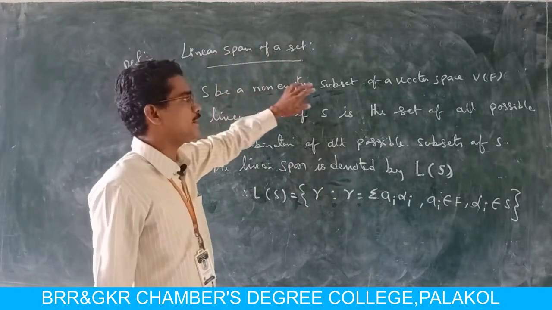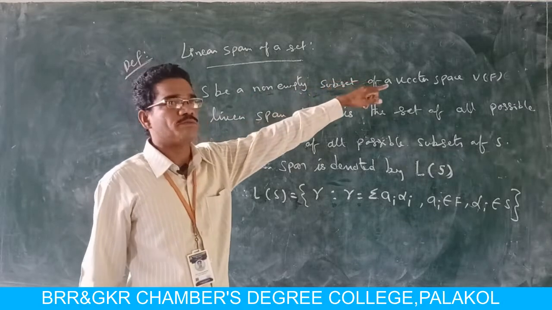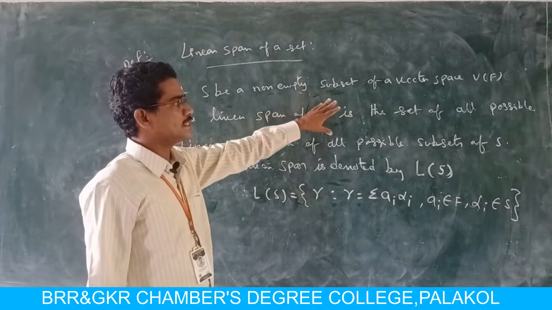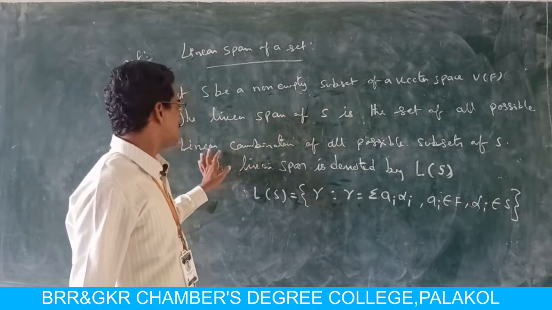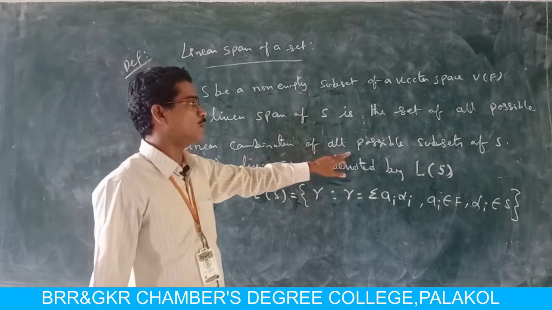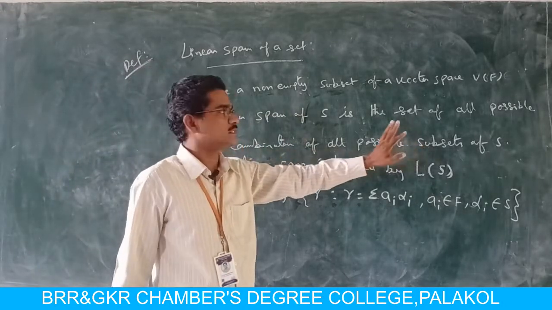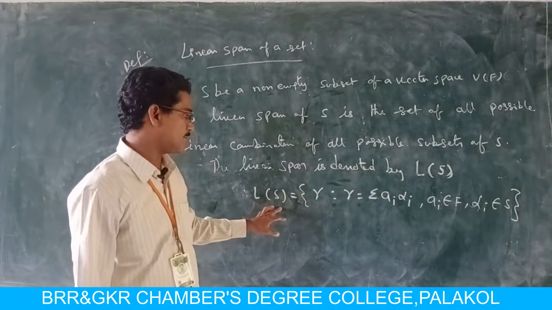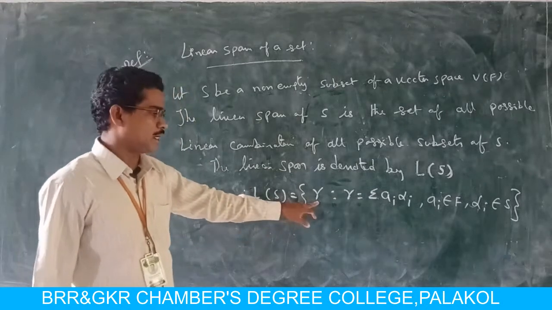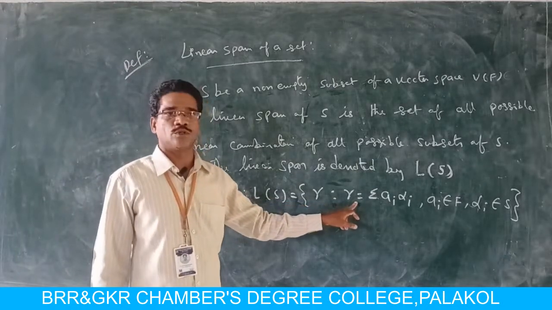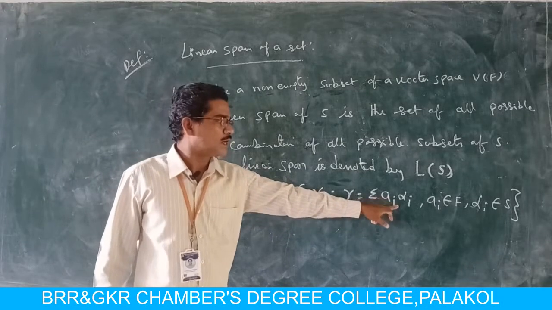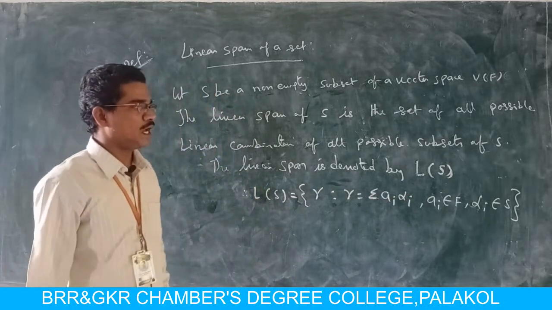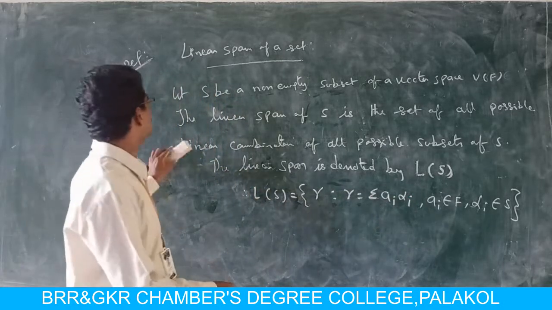Simply, let S be a non-empty subset of a vector space V(F). Then the linear span of S is the set of all possible linear combinations of all possible subsets of S. The linear span is denoted by L(S). Therefore L(S) is equal to the set of gamma such that gamma equals the sum of ai alpha i, where ai belongs to F and alpha i belongs to S.